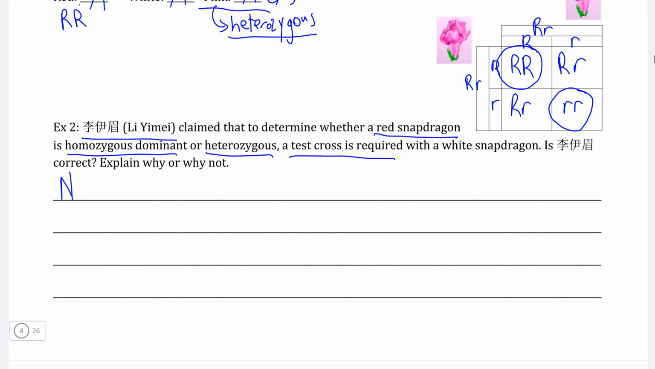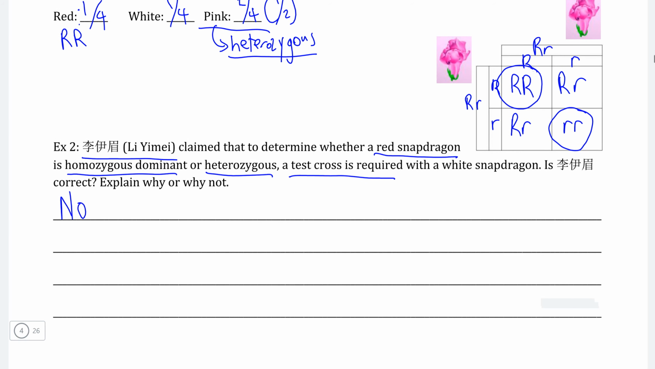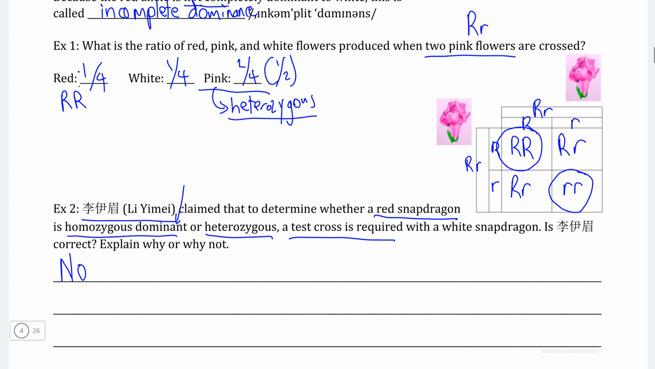Well, the answer to this is rather obviously no, because this assumption is based on the fact that red snapdragons can have two different genotypes, but this is not true. We have established, because of incomplete dominance, that homozygous dominant are the flowers that are going to appear red, while heterozygous flowers have a completely different phenotype. They are going to be pink.